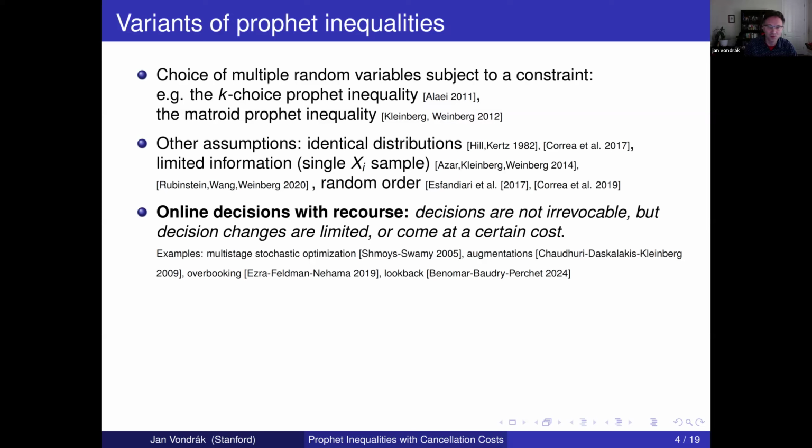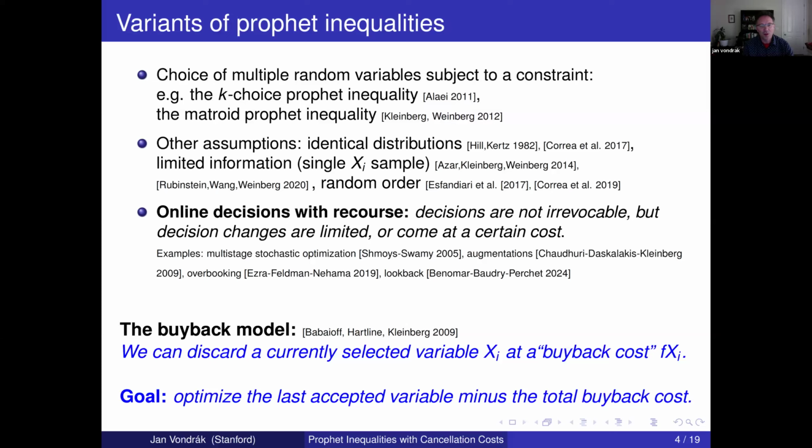Now, you can model that in different ways, and I listed a sequence of different works here, which have done that in different ways. But what we do in this paper is based on a model introduced by Babaioff, Hartline, and Kleinberg 15 years ago, which is known as the buyback model. This is a very clean model where we say, if we are currently holding a variable xi, we can still discard it and select some other variable later, but we will pay a buyback cost, which is a certain fixed factor f times the value of the variable that we are discarding. We are going to be talking about the very basic version of this problem, where we only aim to select one element. So we are back to the classical setting, selecting one element, but we can make multiple decisions where we discard a variable that we selected before, and we replace it by a new variable.